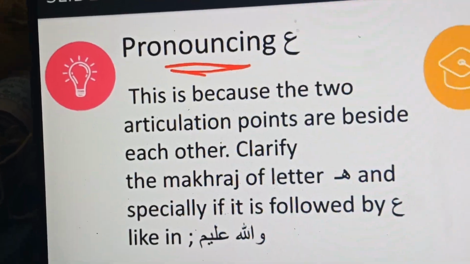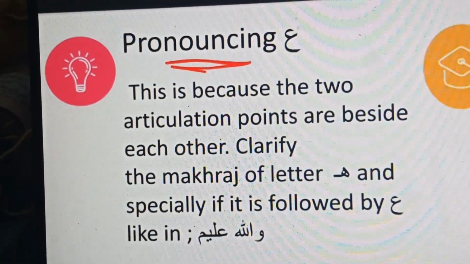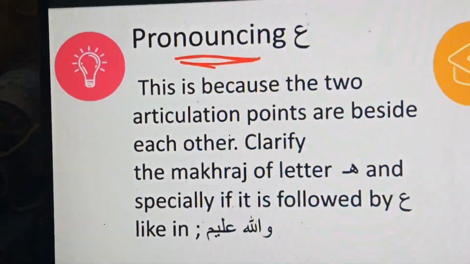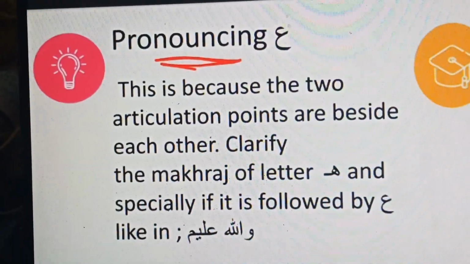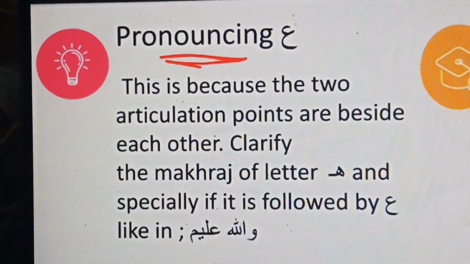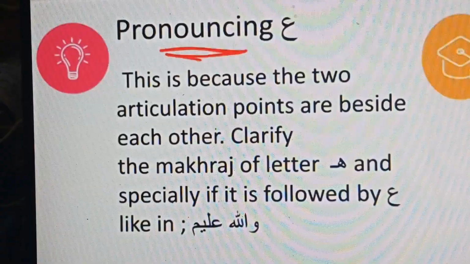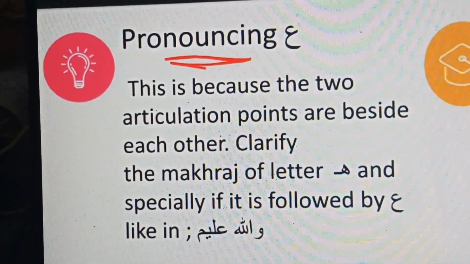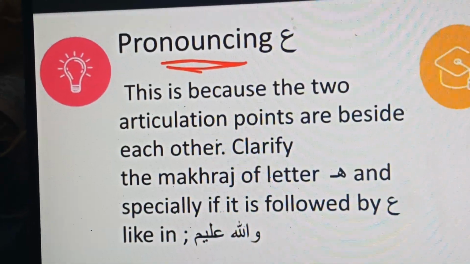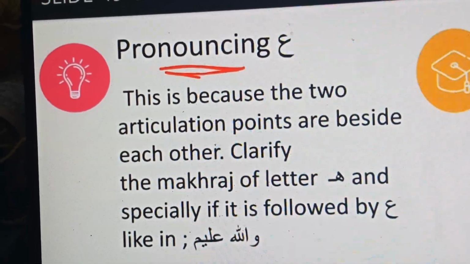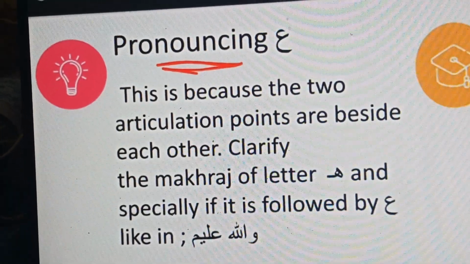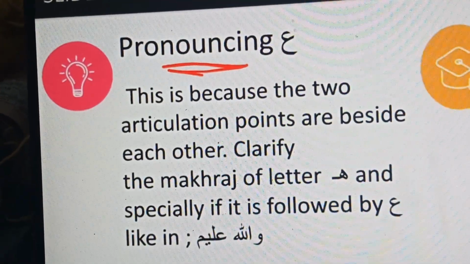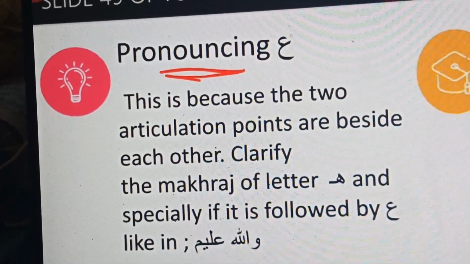hu'a. Most common people will say wallahu ali, wallahu. They are doing this. They easily say hu'a, like they are not pronouncing ha, they are pronouncing just ain. And this is from the mistakes of the letter ha.